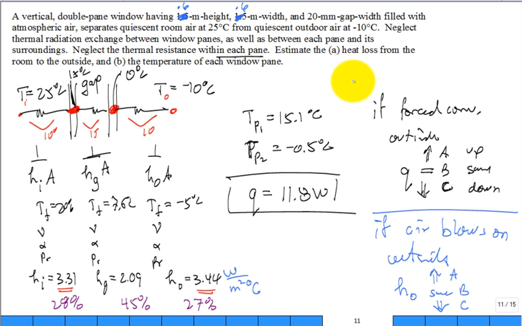And then when I go back and solve, I already did that, solve for the pane temperatures. You really have to iterate back and forth to solve this problem.